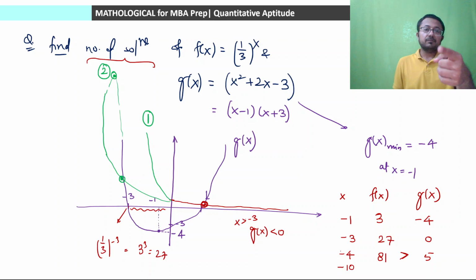At x equal to -10, 1 by 3 to the power -10 will be 3 to the power 10, which will be 3 to the power 5 whole squared. 3 to the power 5 will be 243. So this will be 243 whole square. But gx हमारा क्या होगा? gx will be at -10 -11 into -7, यानी कि 77, which is very small. तो clearly fx is rising very fast. fx का rise बहुत fast है और बढ़ता ही जा रहा है, जबकि gx अभी भी कहीं भी close नहीं है. तो definitely in this case our graph will clearly be like the first case.